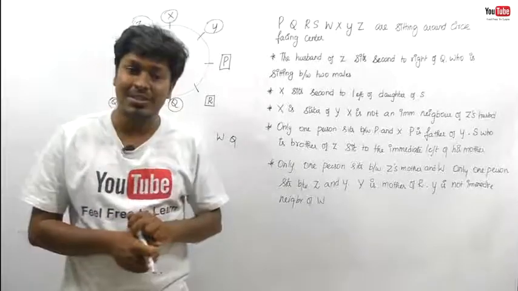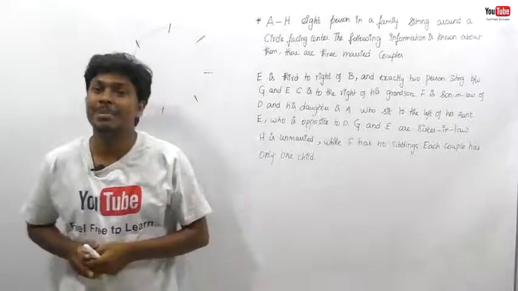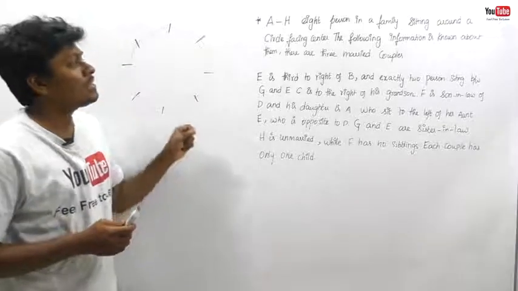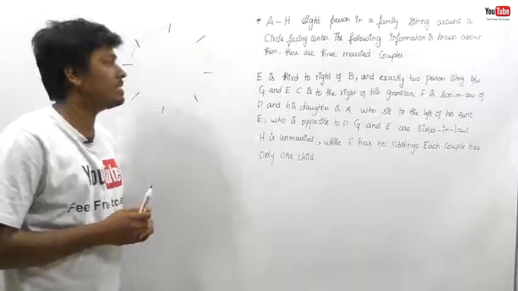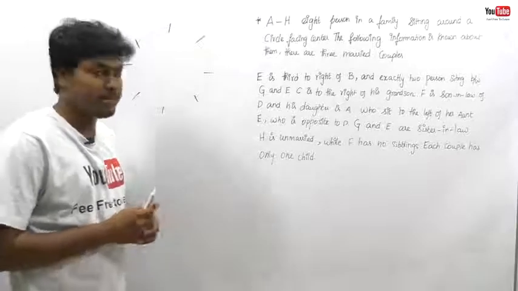Let me move on to the third question. Let me move on to the last question on the circular arrangement that is based on blood relation, right? So let me move on to this question now. A to H, there are 8 persons in a family sitting around a circle and they are facing the center. The following information is known about them. There are 3 married couples.